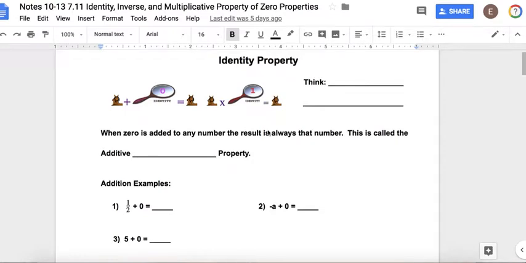My video on the identity, inverse, and multiplicative property of zero properties. So we're going to start with the identity property.